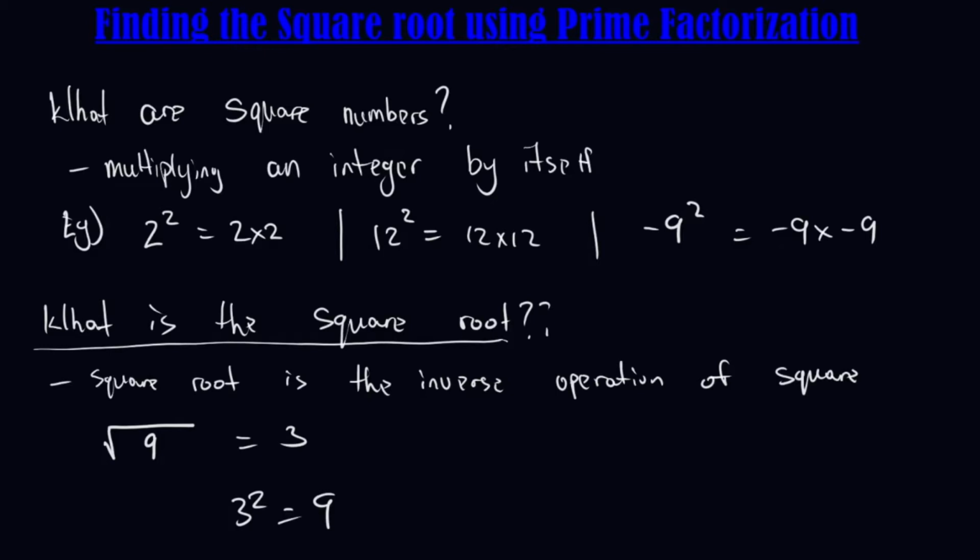For today's video, we'll be focusing on finding the square root of perfect squares, those numbers whose square root is a whole number, using prime factorization. And again, prime factorization is just writing a number as the product of its prime factors. So we're using that concept to find the square root of different numbers.